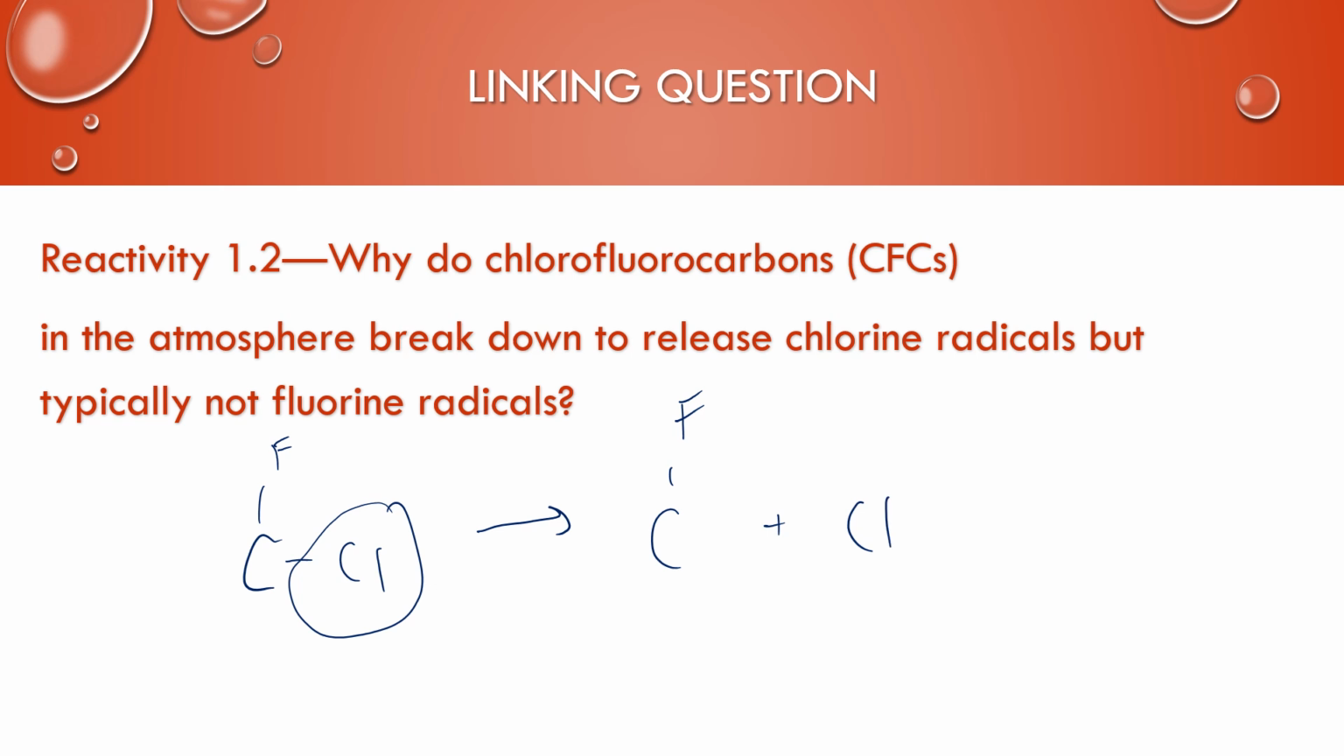And that has to do with a couple of different things. One of those being fluorine has a really high electronegativity, so it's going to hang on a little bit stronger to both of the electrons instead of a single electron undergoing that homolytic fission. Another thing would be that the bond between carbon and chlorine is a longer bond because chlorine has a larger radius. So again, it's a little bit easier to break because of that longer distance.